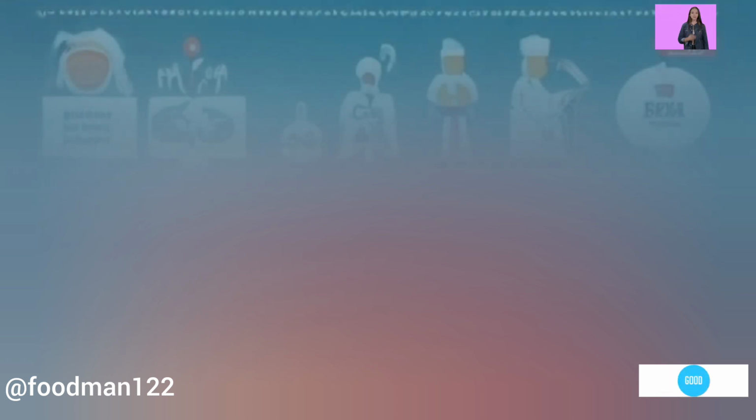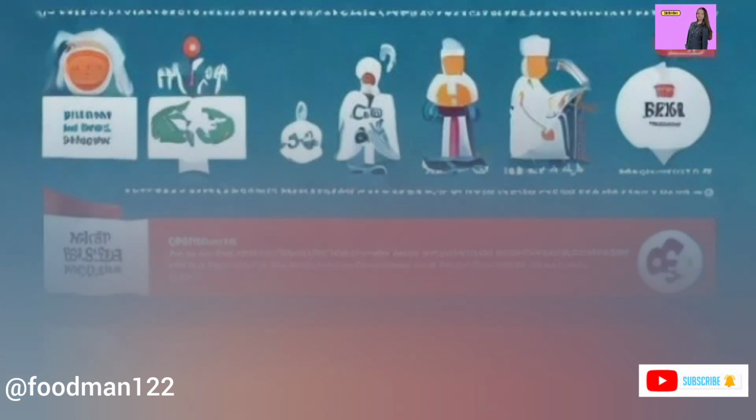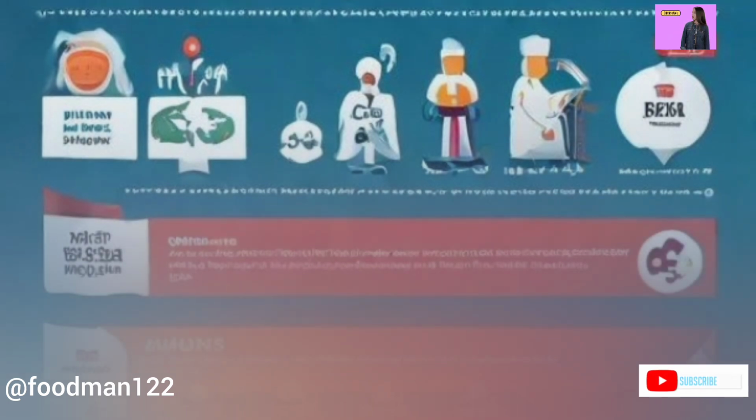2. Determine critical control points, CCPs. A critical control point is a step where control can be applied to prevent or eliminate a food safety hazard. For example, cooking, chilling, or metal detection may be considered CCPs. 3. Establish critical limits. For each CCP, you must set critical limits, specific, measurable parameters that indicate whether a process is under control. These might include temperature, time, or pH levels.